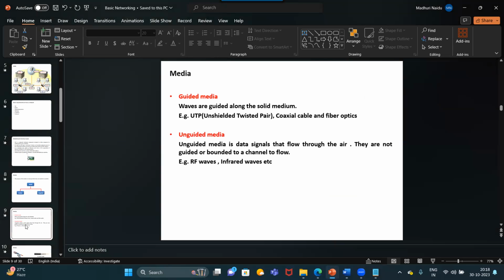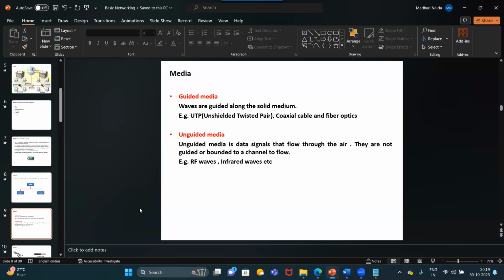So, guided media and unguided media. Media has two types: guided media and unguided media. In guided media, there is a specific direction to transfer the data. In unguided media, there is no specific direction to transfer the data. As I told, examples of guided media are cables: coaxial cable, twisted pair cable, or fiber optic cables.